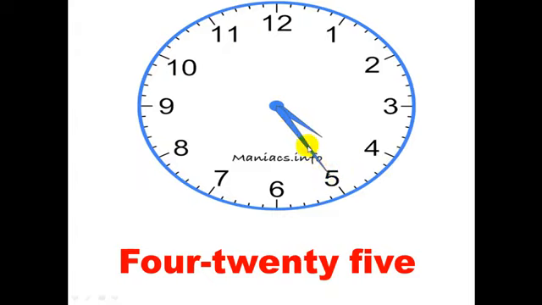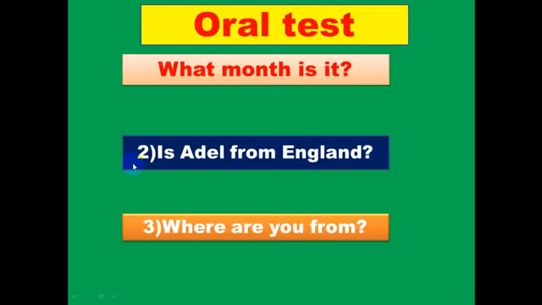How did we know 25? We counted the minutes. We count the minutes. 1, 2, 3, 4, 5. We have 5 minutes here, and 5 here. 5 and 5, 10. And 5, 15. And 5, 20. And plus 5, 25. Yes, very good. It's 4:25.